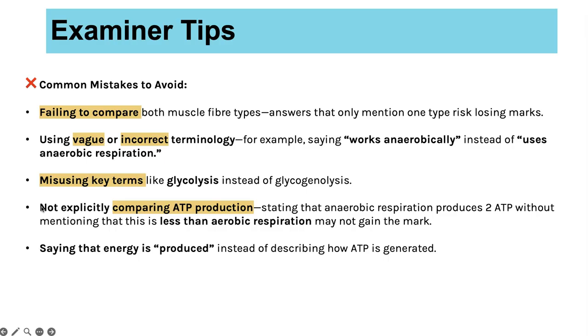Then we've got sometimes students missed off this mark altogether, not explicitly comparing ATP production. So they forgot to state that anaerobic respiration produces 2 ATP molecules without mentioning this being less than the amount produced in aerobic respiration. Now, you probably wouldn't have to literally state the quantities, but you do need to know that anaerobic respiration produces much less ATP because it only involves glycolysis, whereas aerobic respiration produces far more ATP.